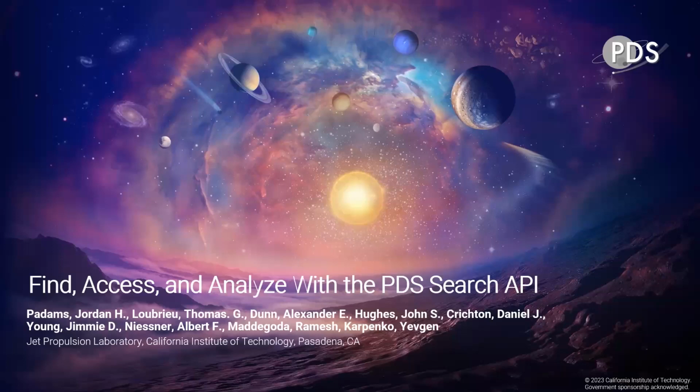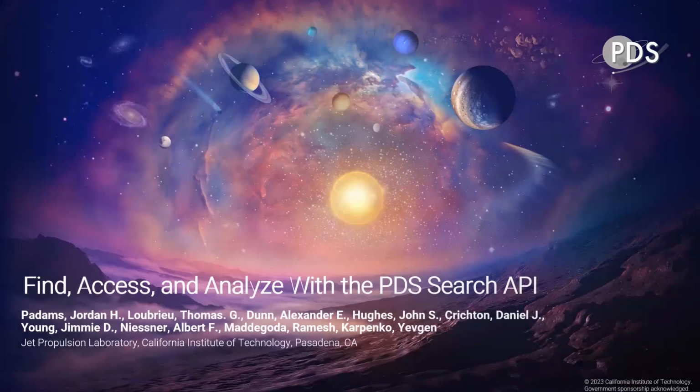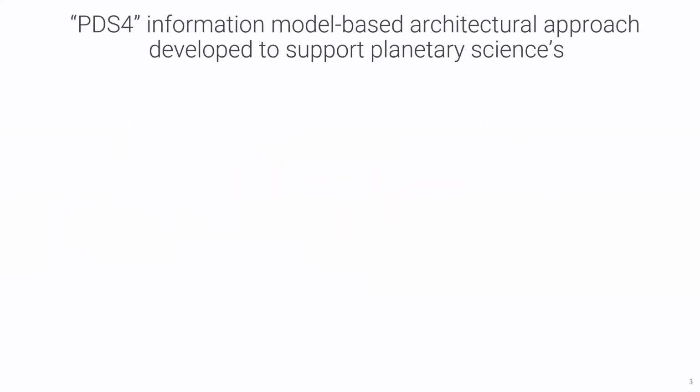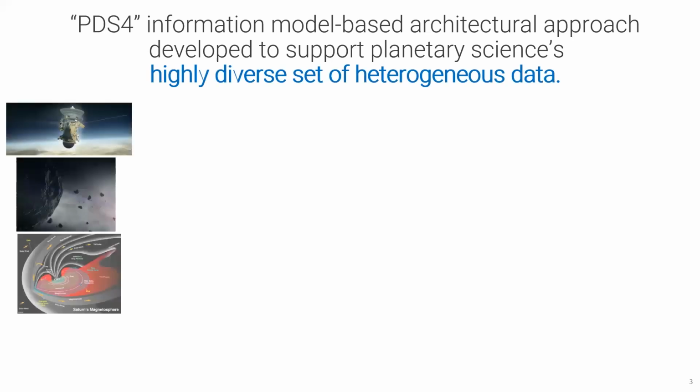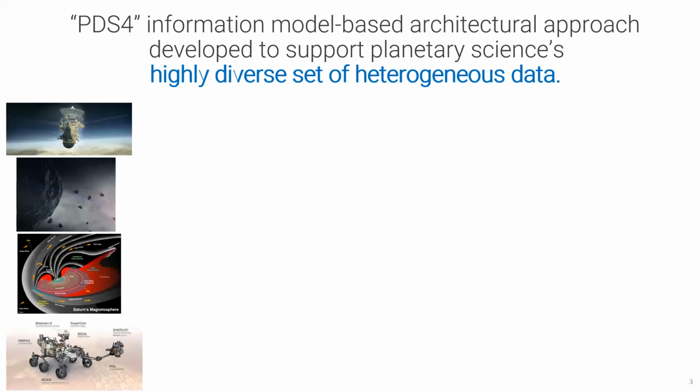But anyway, I'm going to talk to you today about the PDS Search API. So some quick background. A lot of you in the room, probably everyone, knows about this PDS-4 information model. It's an architectural approach developed to support planetary science and this highly diverse set of heterogeneous data. We have data from all over the place: orbiters, rovers, lots of instruments on each one of them, all these different science disciplines, located in all these different places all over the world.